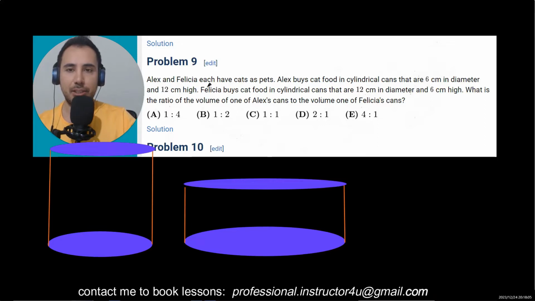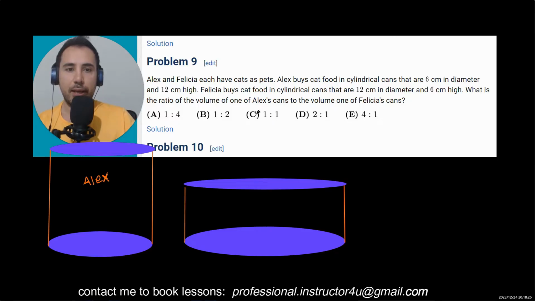Alex and Felicia each have cats as pets. Alex buys food in cylindrical cans that are 6 centimeters in diameter and 12 centimeters high. Okay, so this would be for Alex.